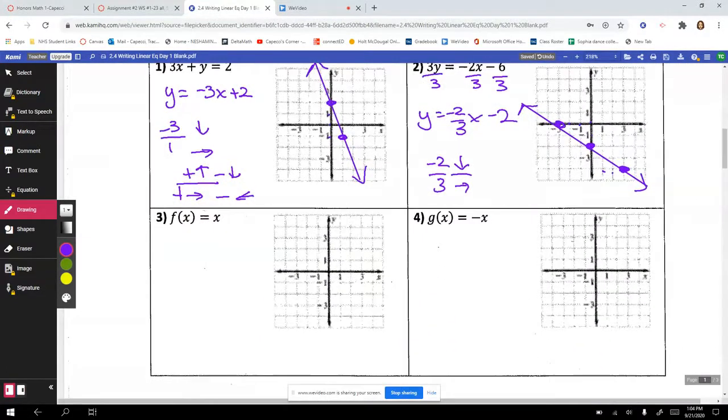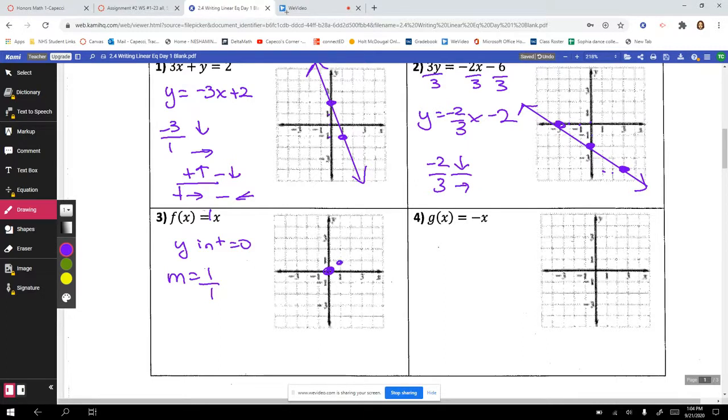Now, number 3, f of x is the function of x. It's the same thing when we're graphing as y is equal to. So in this case, my y-intercept is 0. There's nothing there. And my slope is equal to 1 or 1 over 1. So I'm going to start at 0. Again, my coefficient is really 1 there. I just don't write it.